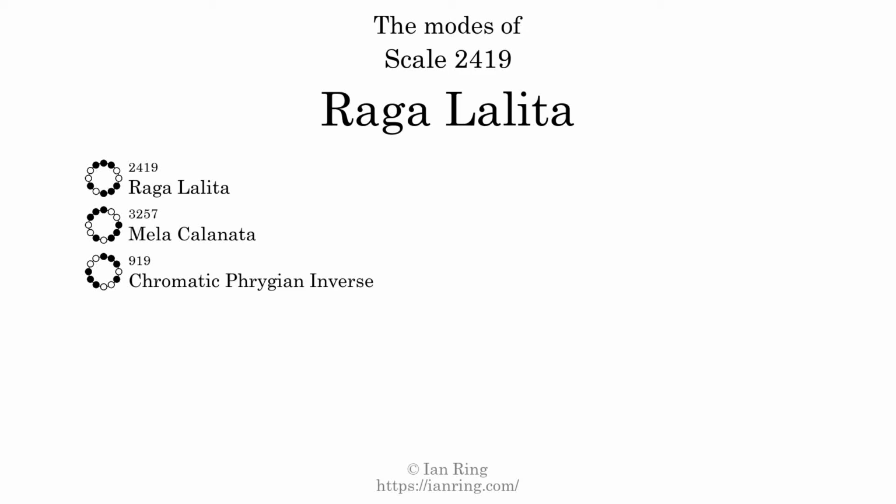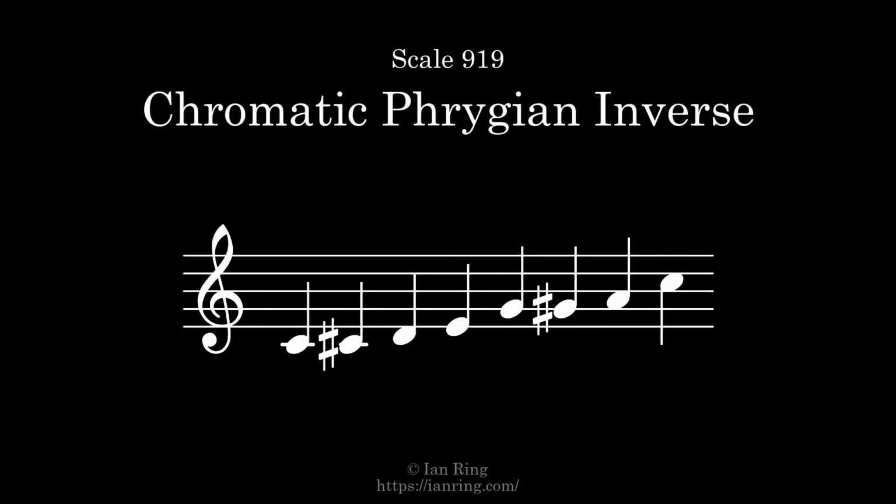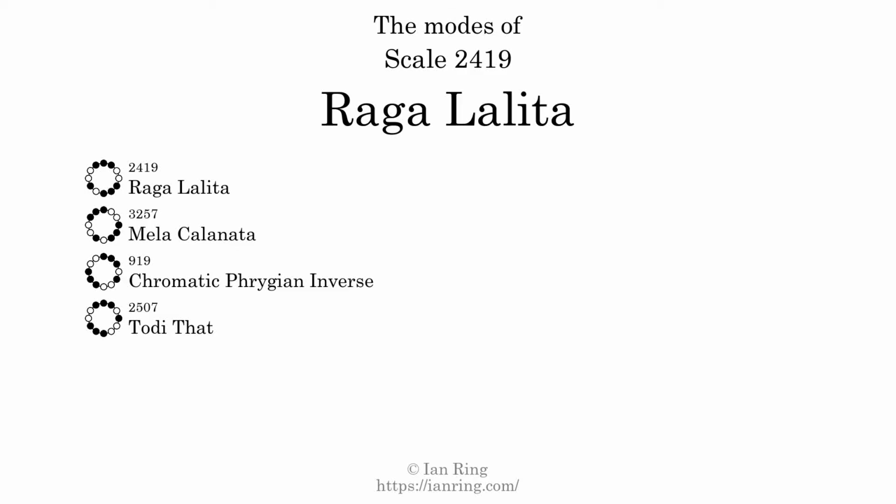The third mode is scale 919, also known as chromatic Phrygian inverse. It sounds like this. The fourth mode is scale 2507, also known as toddy that. It sounds like this.